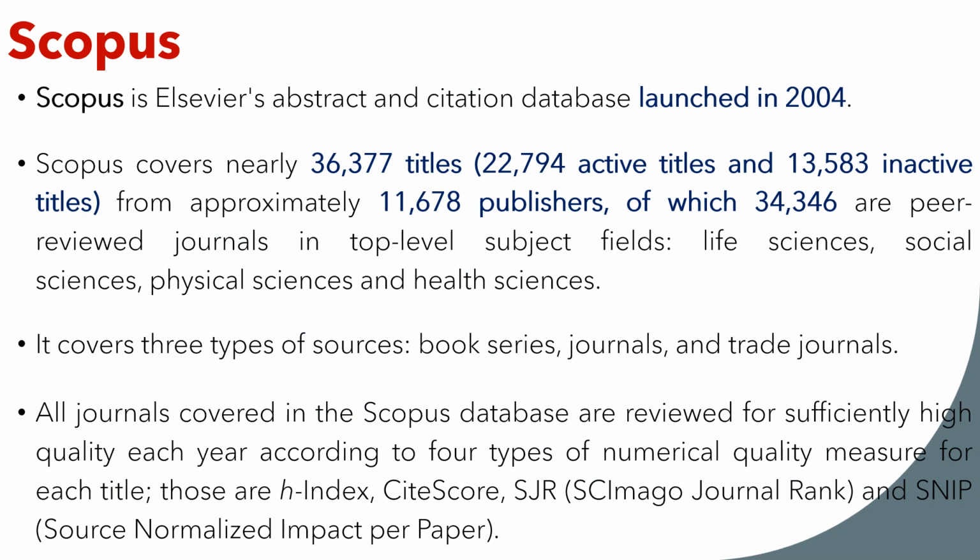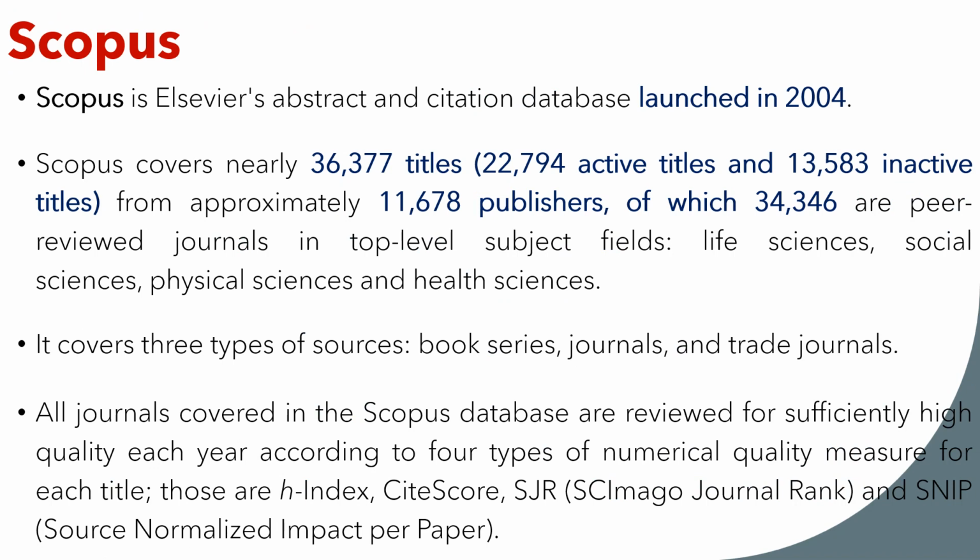Otherwise, if you go today, you will find more than 44,000 titles, but not all are active. There are some new titles, some old titles, and some whose names have been changed. Some titles are active, meaning the journals are currently Scopus indexed. Some titles have been inactivated, meaning they are discontinued from Scopus. So this total summarizes all active as well as inactive titles.